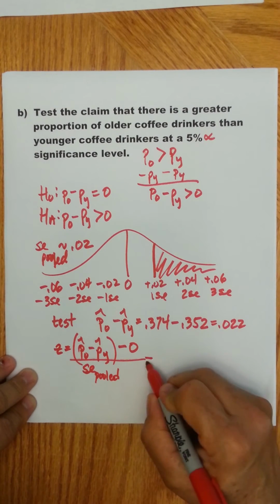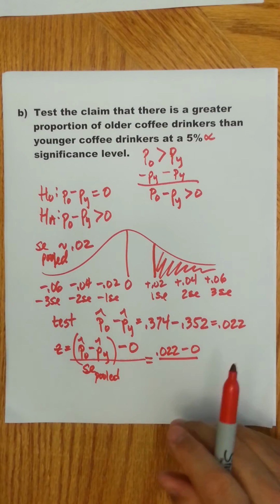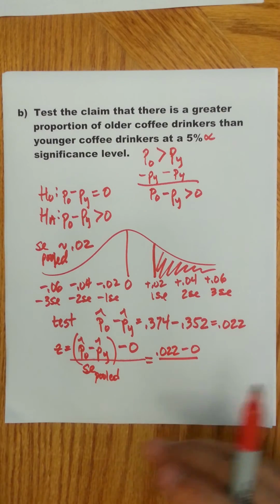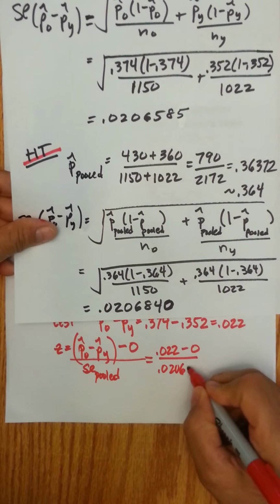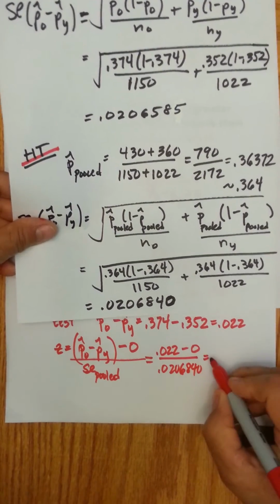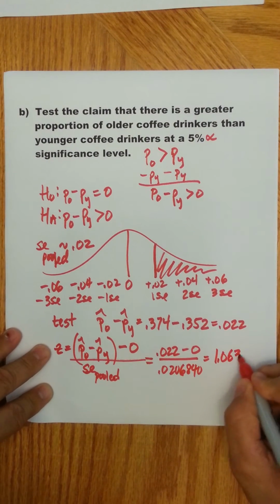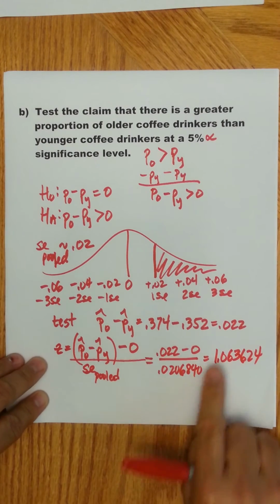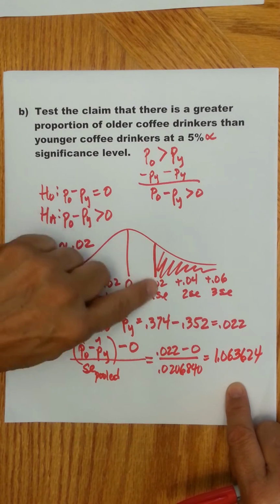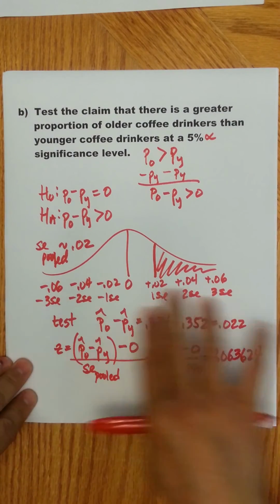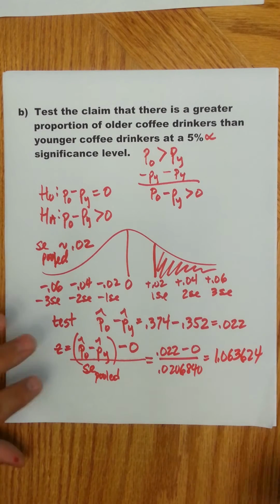So that's why I would say, okay, how far is 0.022 from 0 over, now I can use that really long, precise, pooled number, 0.0206840, and I'm going to get 1.063624. Right? Now does that seem about right? That sample difference really is about a little over 1 standard error, and that's what we saw. So this is why I use the model and then do an approximation, just to see is everything connecting correctly.